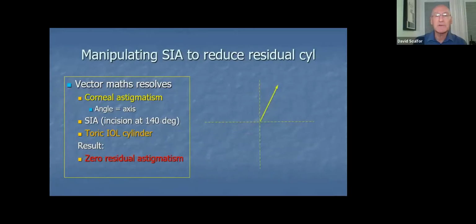So here's our original corneal cylinder. We're now going to change the position of our SIA. So we're going to make the incision at 140 degrees instead. So the angle of that has changed. We then put another toric lens in, and that toric lens takes us back to the origin. So we now have 0 residual astigmatism, assuming everything comes out as predicted. So by altering the position of your incision, you can actually reduce the residual cylinder to a very small value.